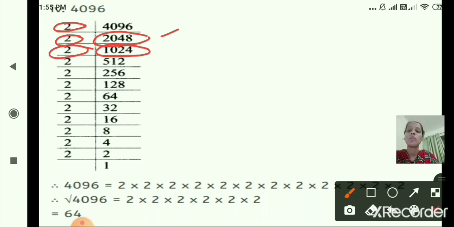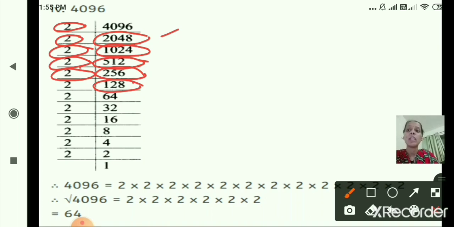So 1024 divided by 2 is 512. 2 5s are 10, 2 1s are 2 and 2 2s are 4. So here we got 512. Now 512 divided by 2, we'll get 256. Now 256 again is divisible by 2. So 256 divided by 2 is 128. 2 1s are 2, 2 2s are 4 and 2 8s are 16. So here it is 128.